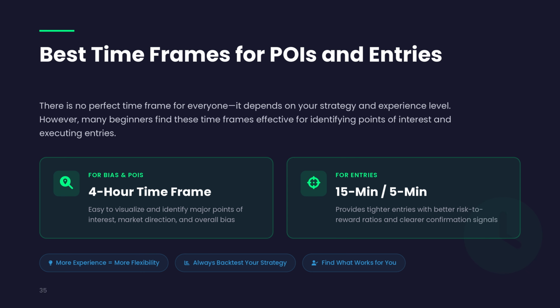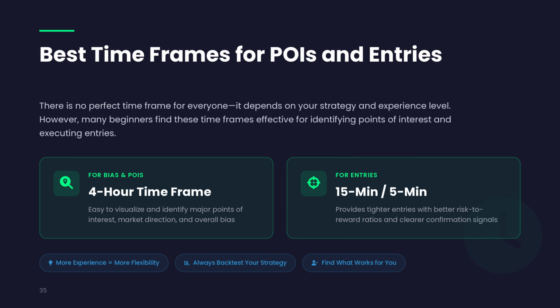Here's my practical recommendation. Start where you can clearly see structure and feel comfortable with the pace. If the 4-hour makes sense to you visually, if you can identify the patterns, if you're not feeling overwhelmed, start there. If you need to go even higher to the daily chart, that's perfectly fine. There's no shame in trading higher time frames. In fact, many professional position traders exclusively use daily and weekly charts.